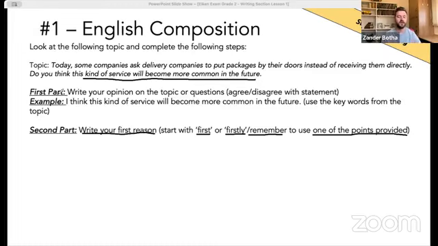Okay, so part 1, you give your opinion. Remember to use the keywords from the topic.